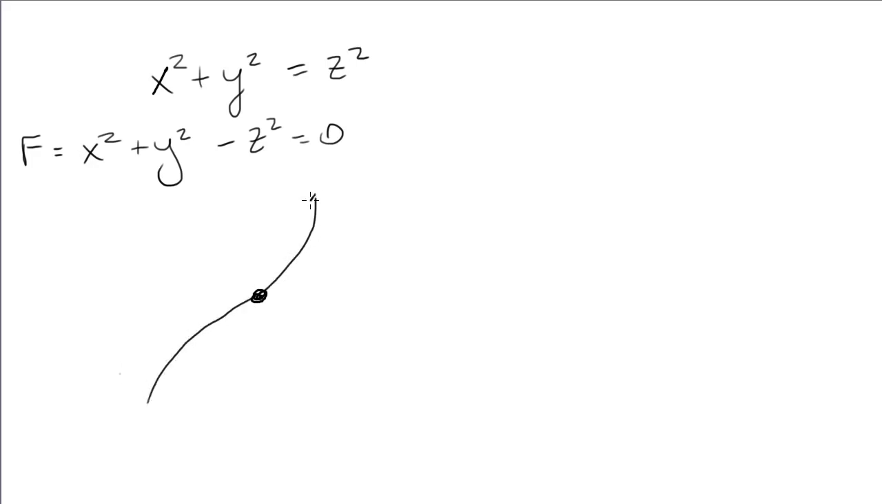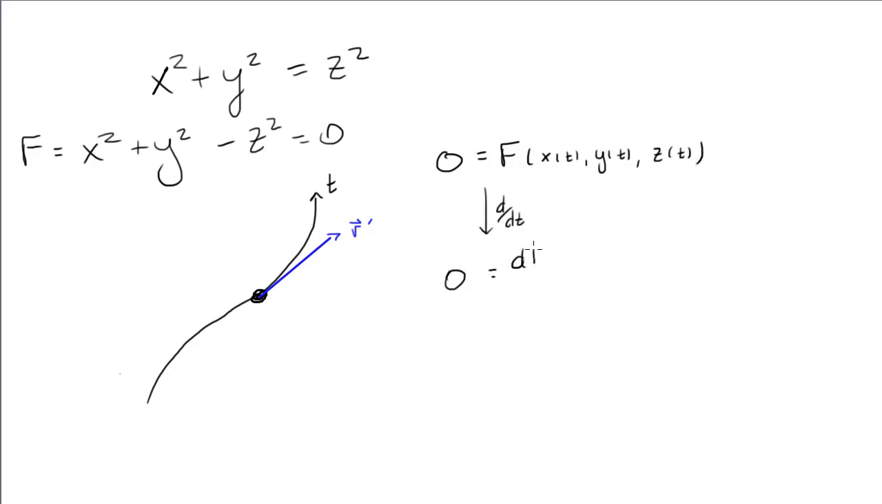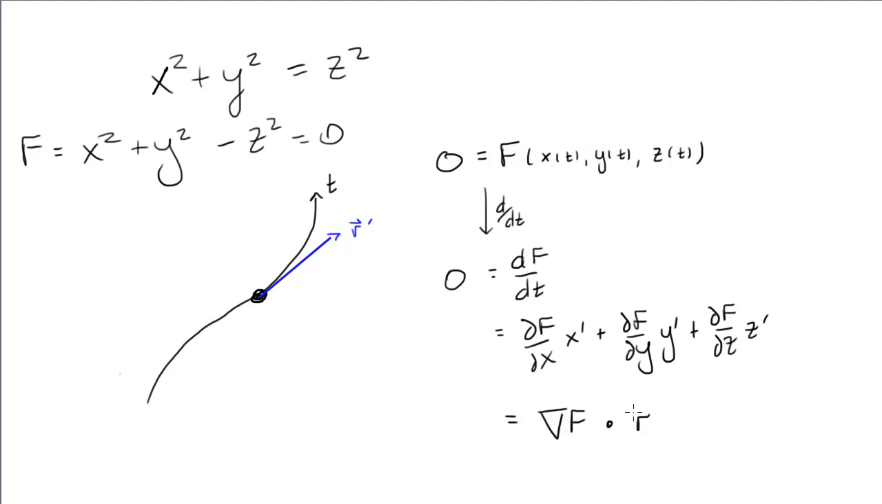Grab any point on the surface and any curve in the surface going through that point, and take a tangent vector. Plugging the parameterization into f, everything's a function of t now. Take a t derivative and chain rule. Gradient dot r prime is 0. The gradient is orthogonal to the level surface.